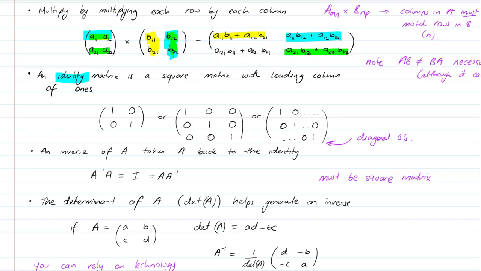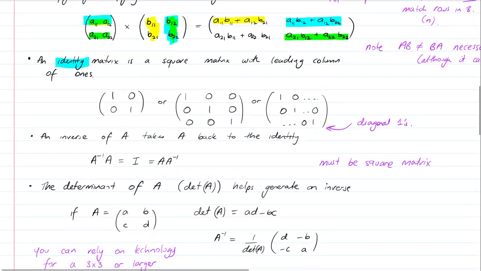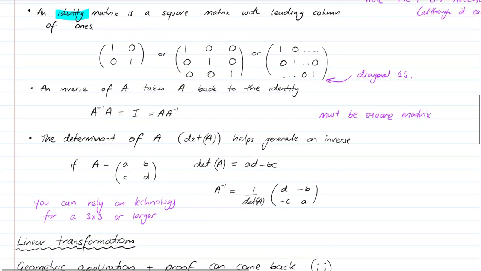And then we also have some matrix algebra. An inverse of A takes A back to the identity. Just like you would have an inverse of a real number under the operation multiplication, the inverse of 2 would be a half, because 2 times a half takes us back to 1, and 1 is the identity under multiplication. And there's a few other examples floating around out there. But again, you've learnt this previously, so hopefully you recall it. And we also defined a determinant. The determinant of A helps us to generate an inverse.